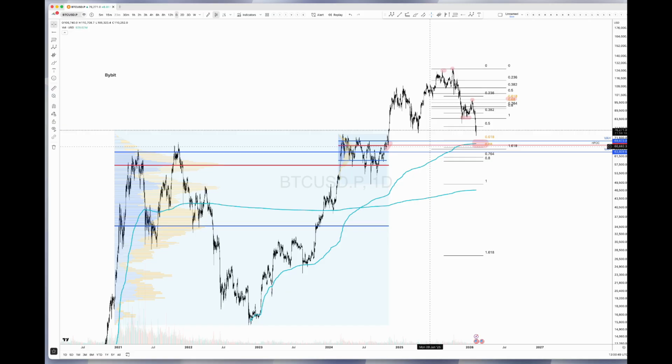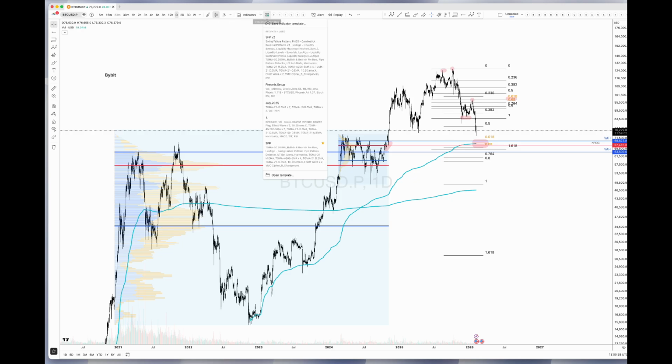Now what we haven't done is moving averages. So let's add them in. And I'll have a template for that.